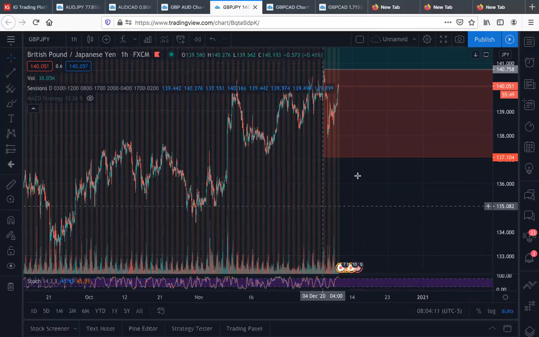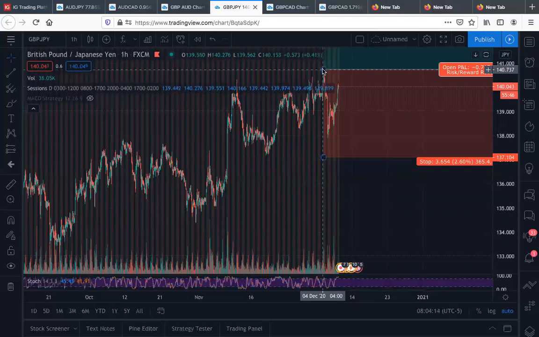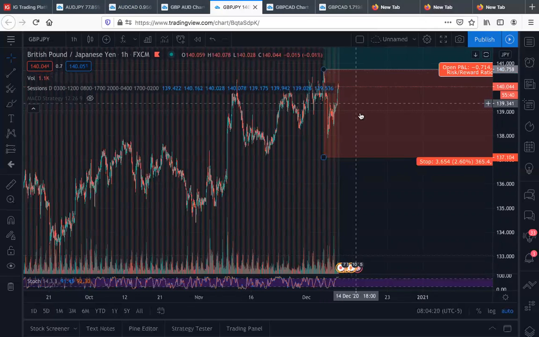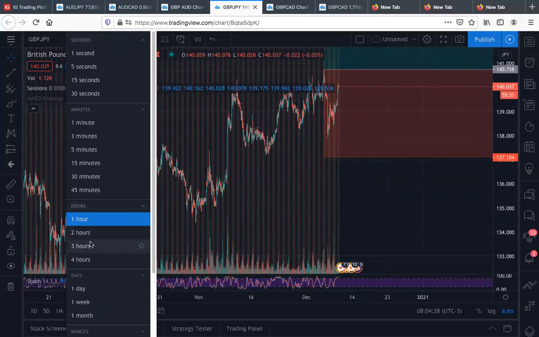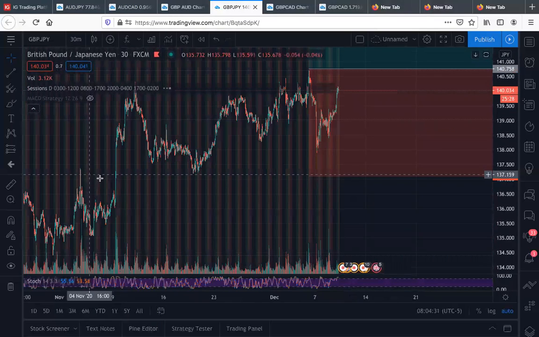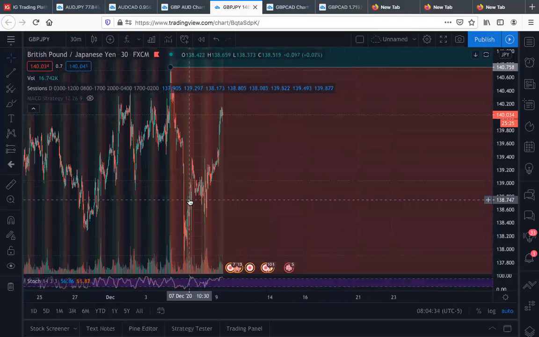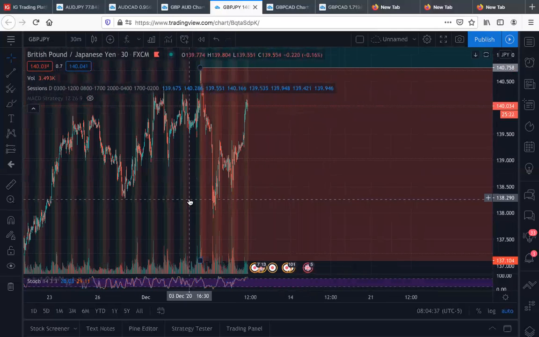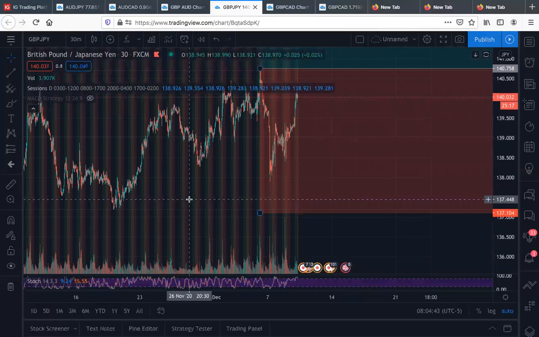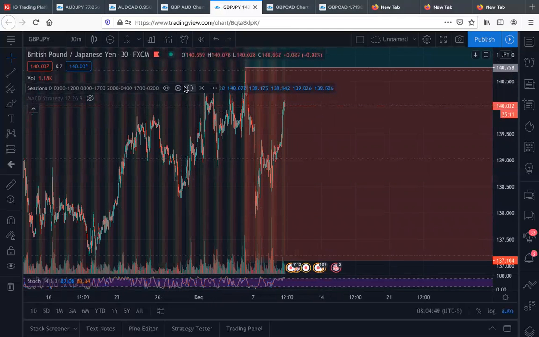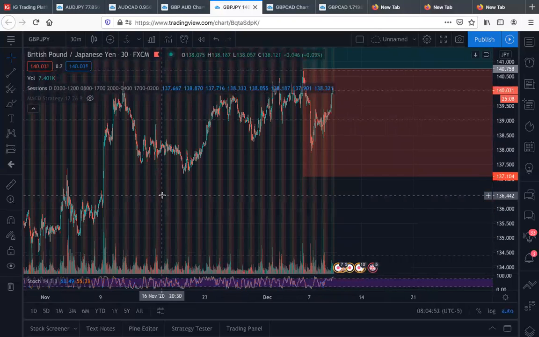Right. And I also put the entry over top of this high here. All right, because price could come up and come back down. So we want to protect ourselves against that. All right. This also could be a little head and shoulders as well.